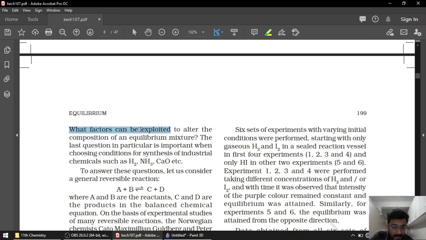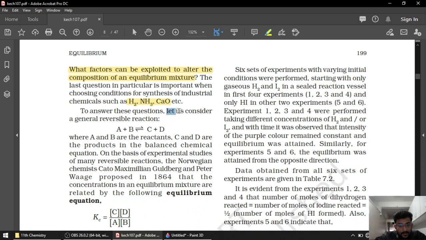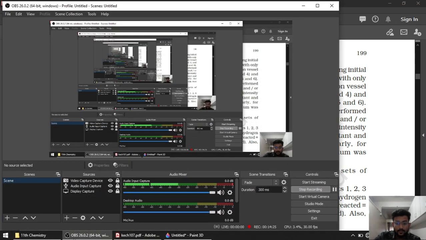What factors can be exploited to alter the composition of equilibrium mixture? How can we change the equilibrium mixture? How is it affected? The last question is particularly important when choosing the conditions for synthesis of hydrogen, ammonia, calcium carbonate. We will discuss it later on in this chapter, but right now let us derive the formula. Let us consider a general reversible reaction. A plus B gives C plus D. Likewise, C plus D gives A plus B, where A and B are reagents and C and D are products.